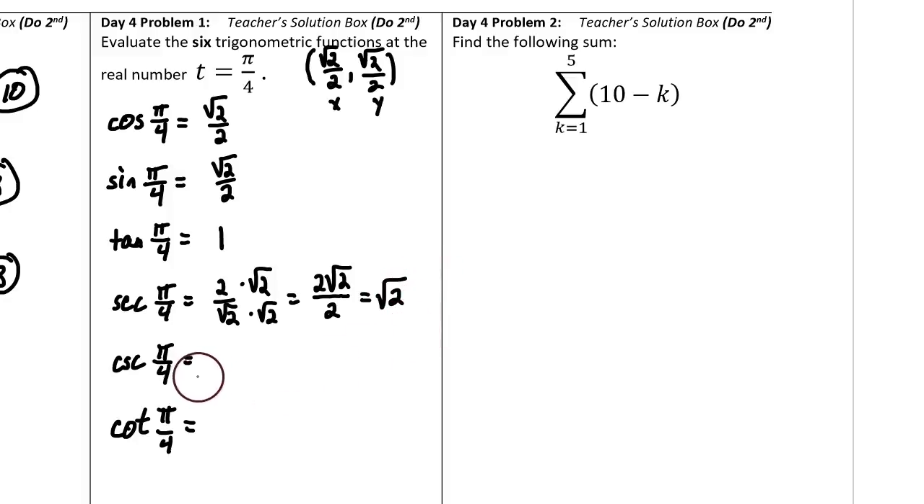The same thing's going to happen when we figure out cosecant. We'll get square root of 2. Now cotangent is the reciprocal of tangent. When you flip a 1 upside down, you still get the answer 1.